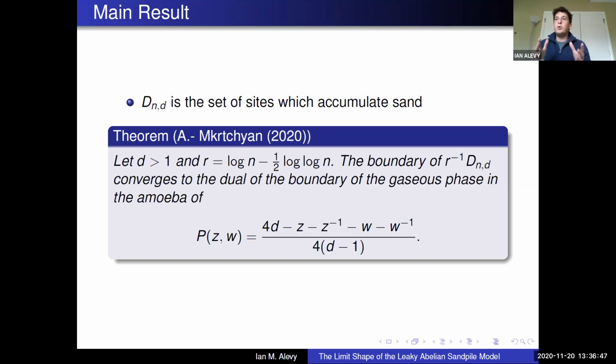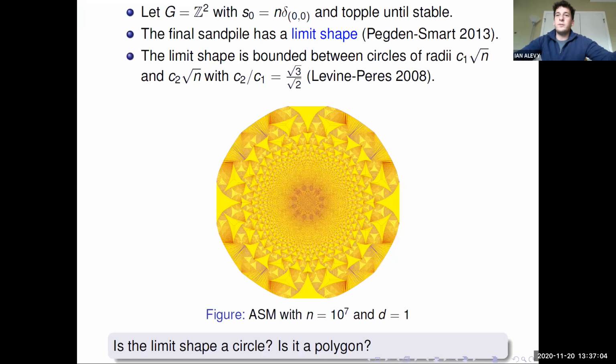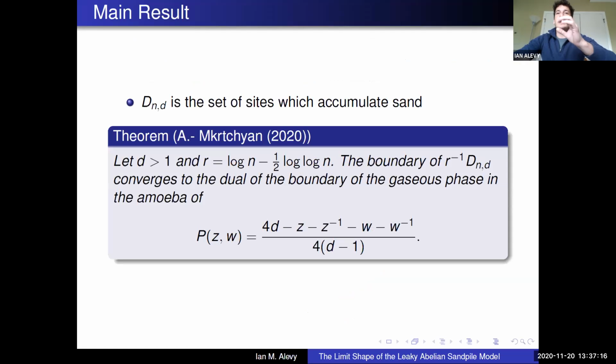Okay, I want to make a few comments about this theorem. The first is that R here is the size of our limit shape. And if you notice, R here is roughly log N. So if we compare it to the case studied by Levine-Perez, in which there was no dissipation, they show that the limit shape is of size roughly square root of N. So it's very interesting that as soon as you introduce dissipation, the limit shape shrinks. It now becomes of size log N only.